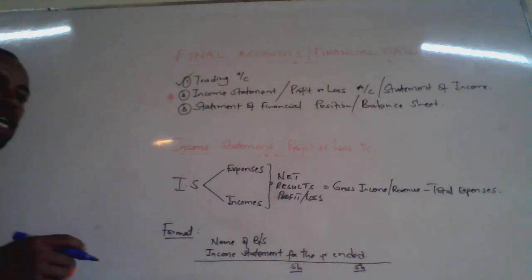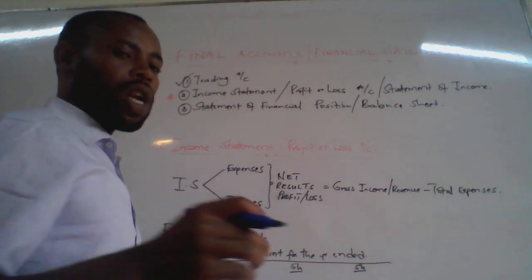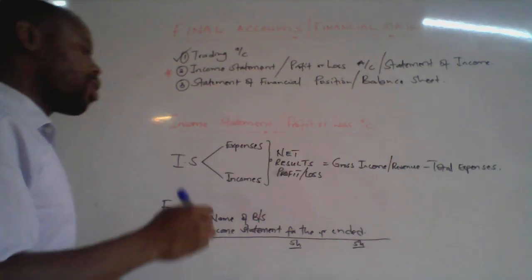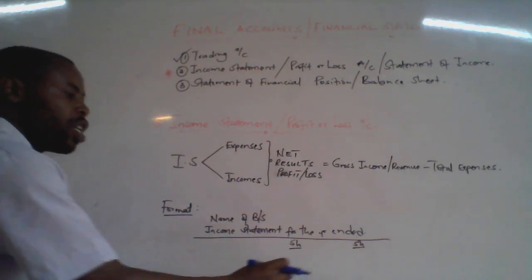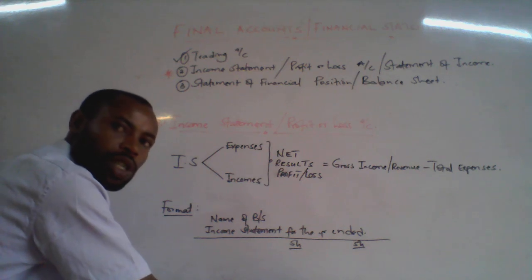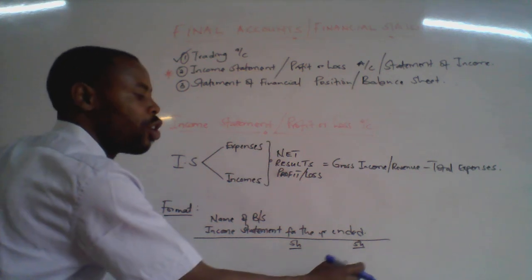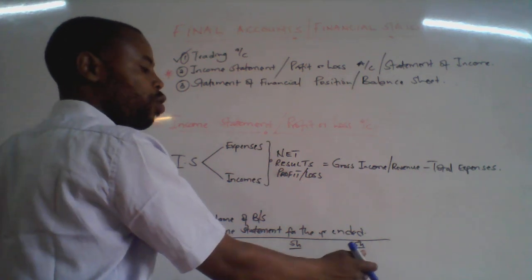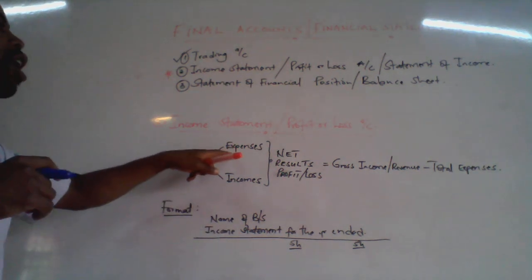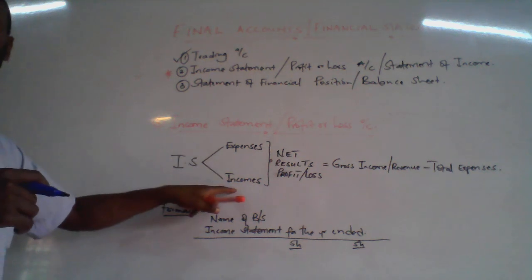The first are the two currency columns. Here is where you are going to do your collection or summation of items. Then you are going to post the balances here, of which you are going to do the total of the balances. So I have said it is majorly concerned with the expenses and the incomes.